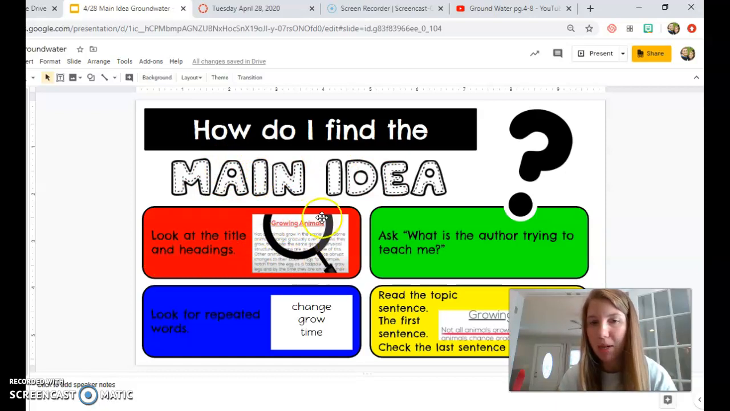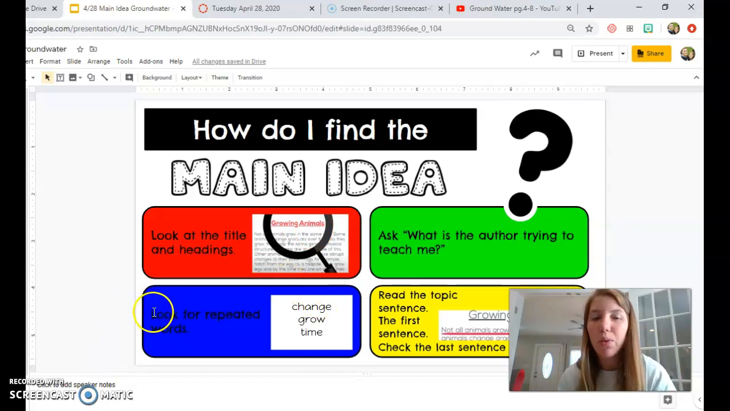First, we're going to look at the title and headings. So if you see my little picture here, I have my text down here, but I'm really focusing in on that title. It says growing animals. So I'm already thinking in my head, what could this text be about? And I'm guessing that it's about animals and how they grow.